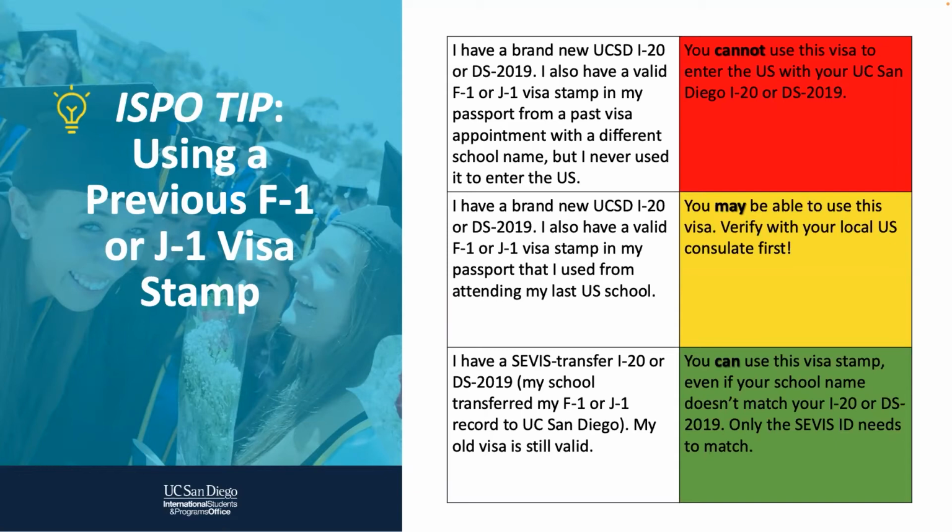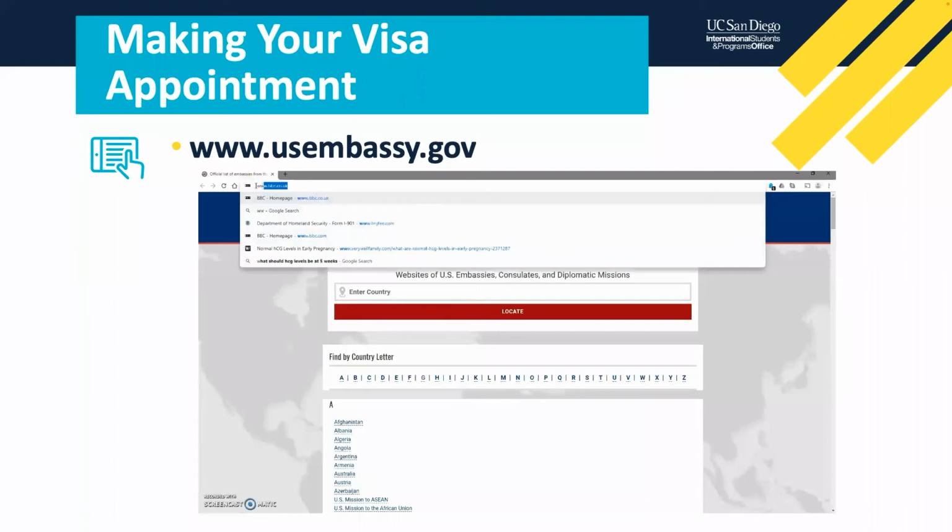Only the SEVIS ID needs to match the number that's on your I-20 or DS-2019 and the number that's on your passport. So those are just a few examples I wanted to provide because they commonly come up. Hopefully they're helpful and don't lead to more confusion, but these are common questions that I wanted to address from the beginning. So, all right, next slide.